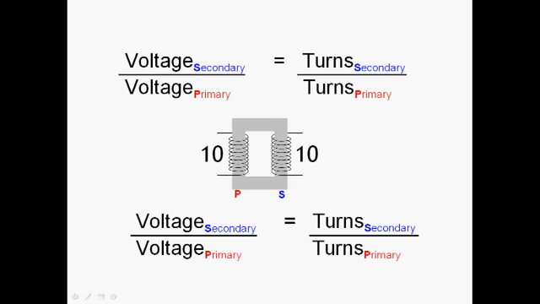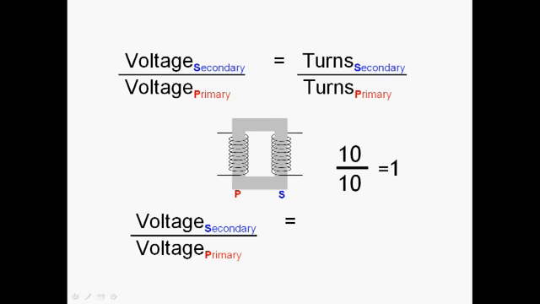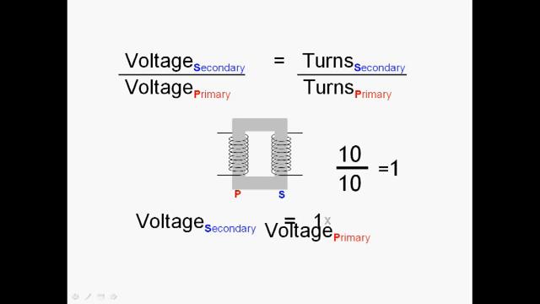If we take 10 turns on the primary and 10 turns on the secondary, we look at the ratio, secondary divided by primary, and it's 1. 10 divided by 10 is 1. If we put that into our formula and then rearrange the formula, what we know is that the output voltage on the secondary is 1 times the voltage on the primary, or that actually both voltages are equal. So equal number of turns, equal voltages. 240 volts in would give us 240 volts out. 10 volts in would give us 10 volts out.